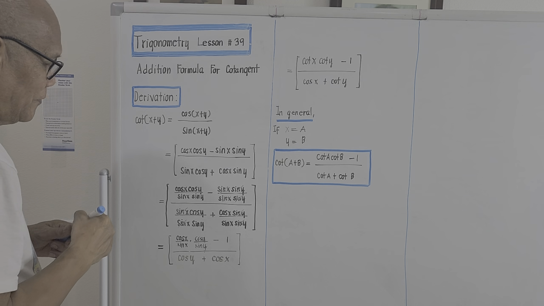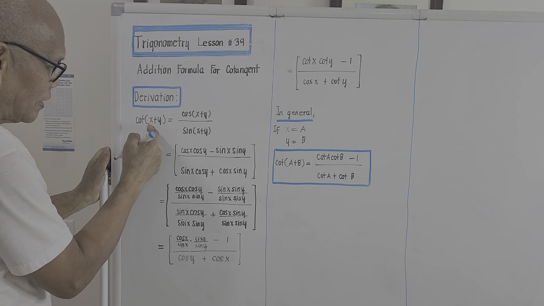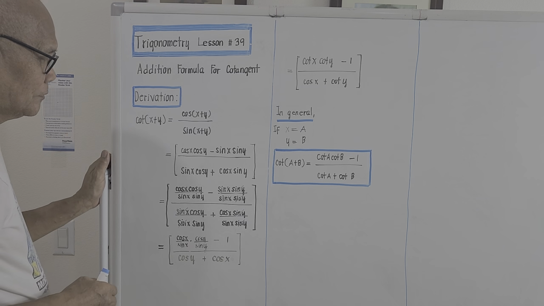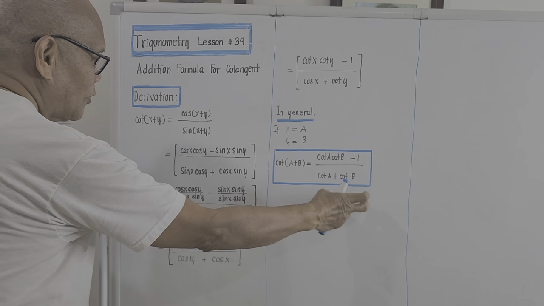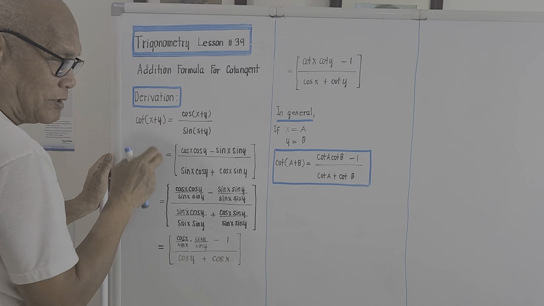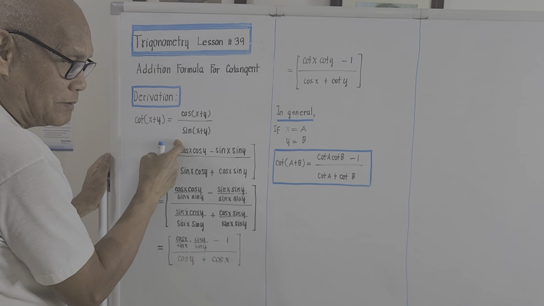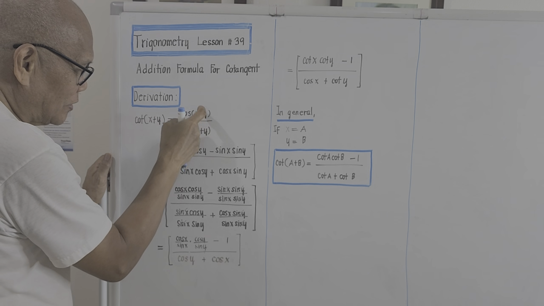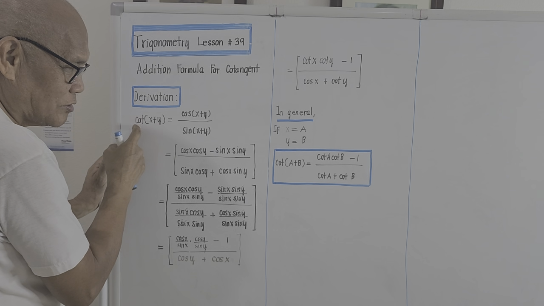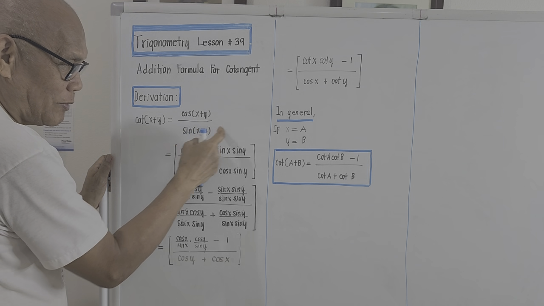To bring out the derivation, it will be something like this. The cotangent of the quantity x plus y. For the meantime, the angles will be x plus y. To derive this formula, we must expand the equivalent of a cotangent. Cotangent in general is actually cosine over sine. Whatever the angle here should be the same as the angle here. So if this is cotangent of x plus y, it should be equal to the cosine of x plus y over sine of x plus y.